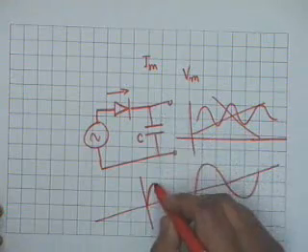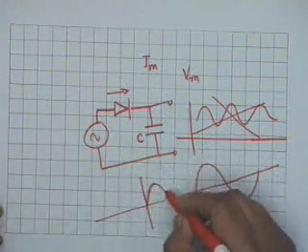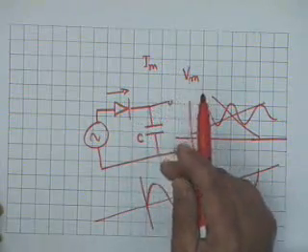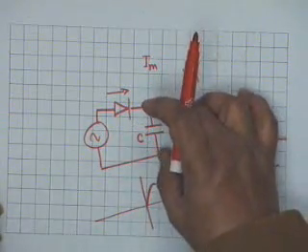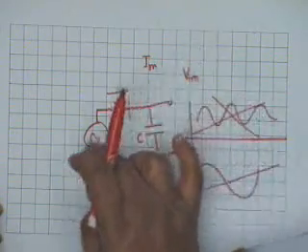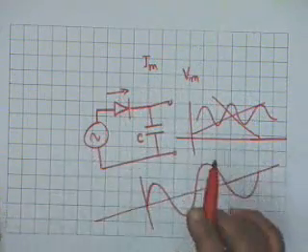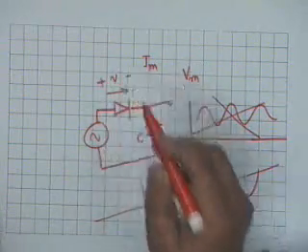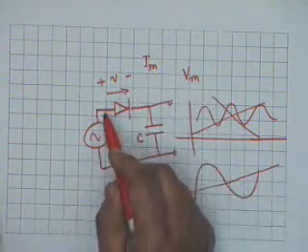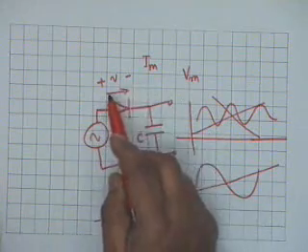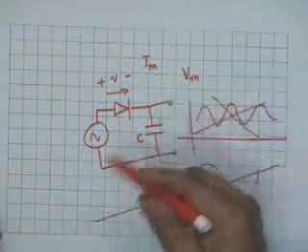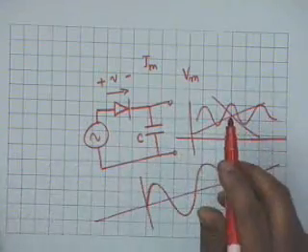Then when this voltage goes down, the diode becomes reverse biased. That is, this voltage becomes greater than this voltage. So the diode does not conduct. It conducts only when the polarity of its drop is like this, that is, the left side is positive with respect to the right side. If the right side becomes higher potential as compared to the left side, the diode refuses to conduct.